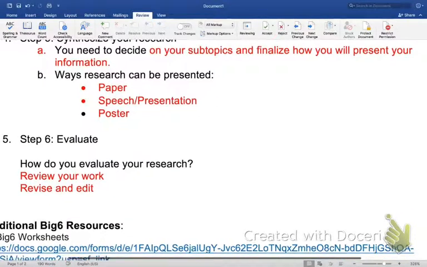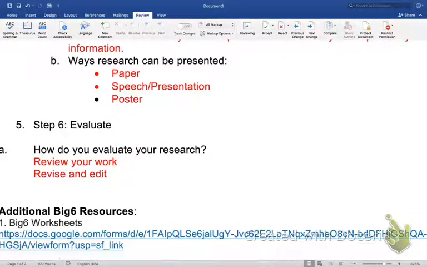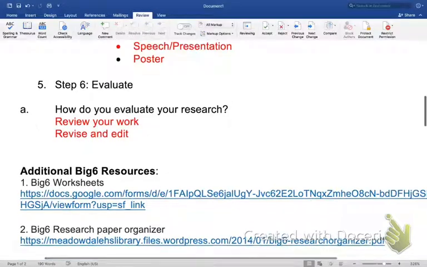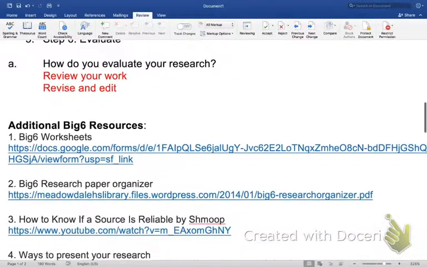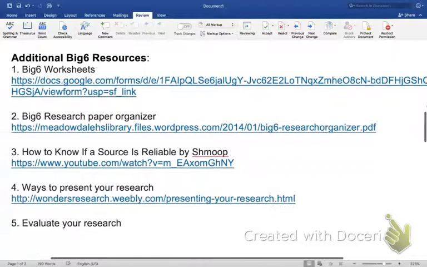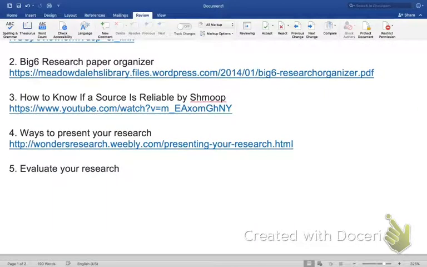I hope you guys learned a little bit about the Big Six research process. When you guys come to the library, I'll be walking with you through everything you need. But until then, here's some things that's going to help you get your research together. There's some Big Six research worksheets that help you go through all of the processes, some organizers, some more videos, and a good way to help you evaluate your resources.